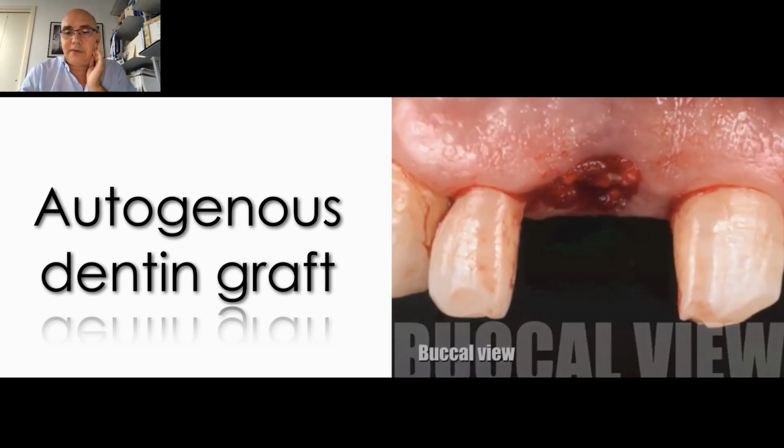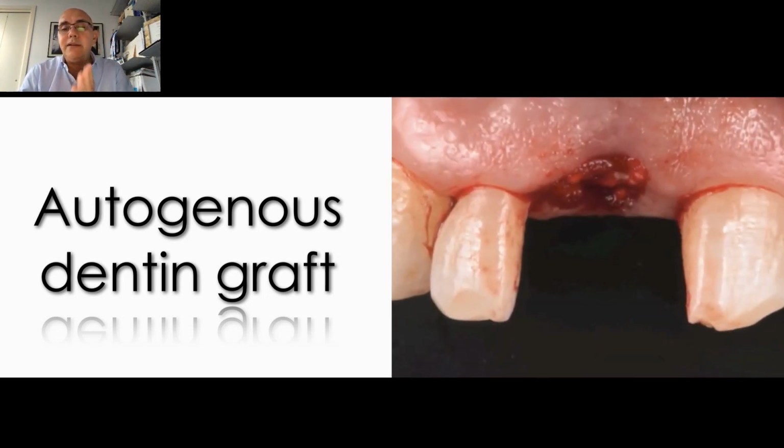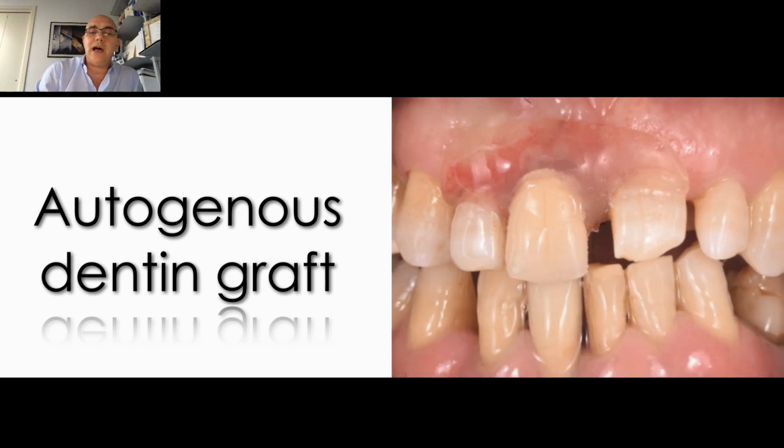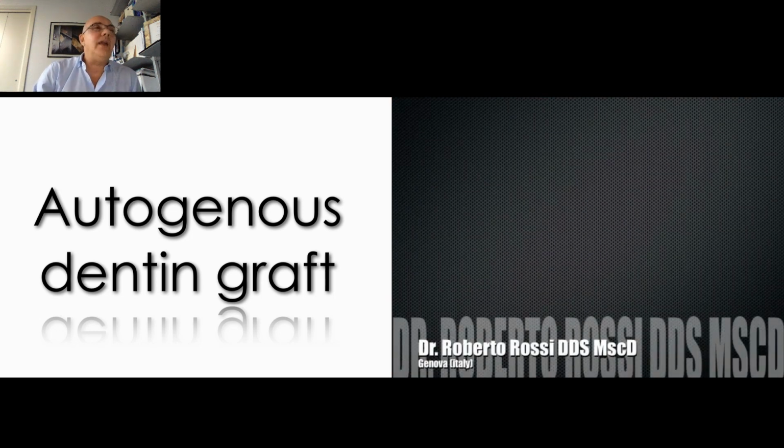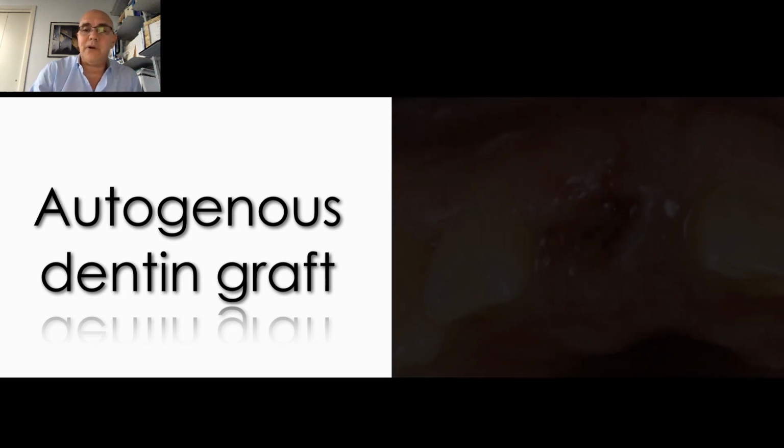So this is after, this is the buccal view, and then you will see about 2 or 3 days after the grafting that the healing is always incredible because the body responds very, very well.